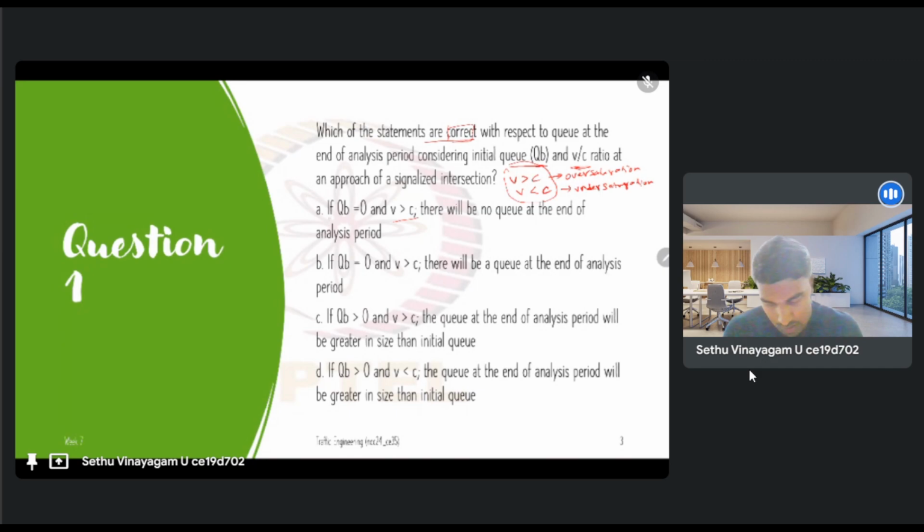First, if QB is 0 and V is greater than C, there will be no Q at the end of the analysis period. This is incorrect. Initially there is no Q, that is fine, but what is happening during our analysis period? Our volume is more than capacity, which means some Q buildup will happen because this is an oversaturated condition. Whatever vehicles came into the intersection, not all of them will be able to leave, so there will be some residual Q left at the end of the analysis period. But the option says there will be no Q, which is not correct.